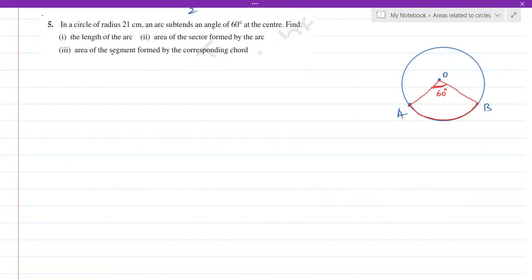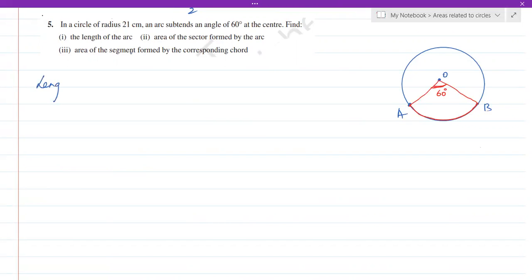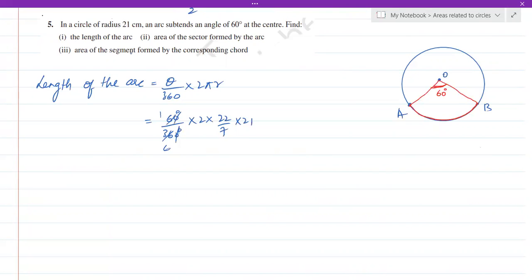Now what we have to find first is the length of the arc. Let's find that easily. Length of the arc is given by the formula theta by 360 into 2 pi r, isn't it? So theta is 60 degrees by 360 degrees into 2 into pi, which is 22 by 7, and radius is 21 centimeter. So 0, 0 gets cancelled. 6 ones are 6, 7 threes are 21. So what is left is 1 by 6 into 2 into 22 into 3.